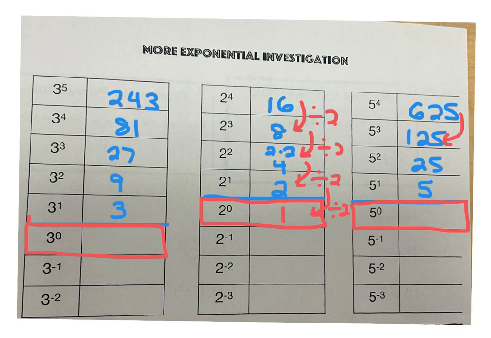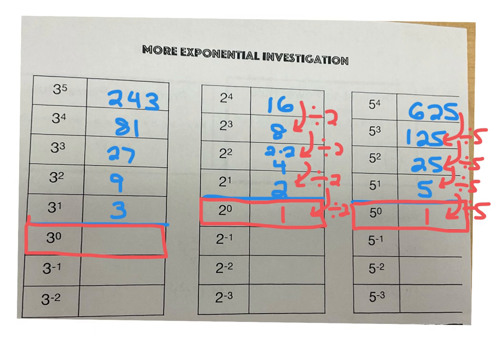Let's take a look at our 5s. If I look down this way, I'm dividing by 5. From 125 to 25, again, dividing by 5. That pattern seems to continue. So if I want to go one less exponent, I'm going to follow that pattern. So 5 divided by 5 is 1.